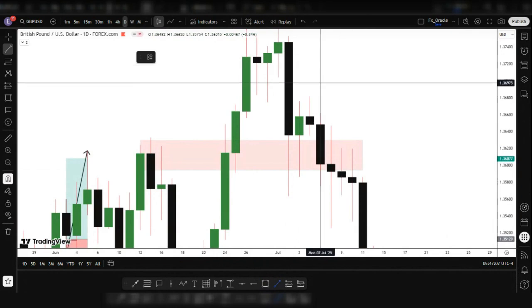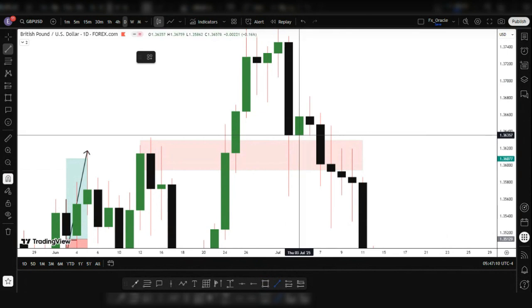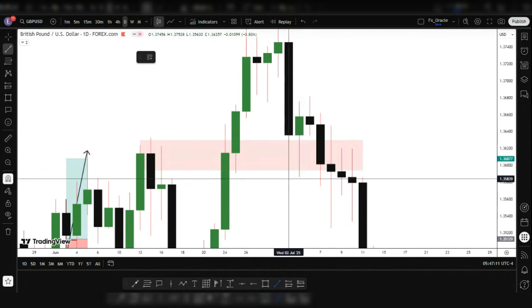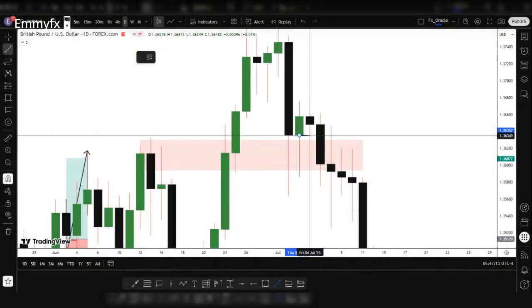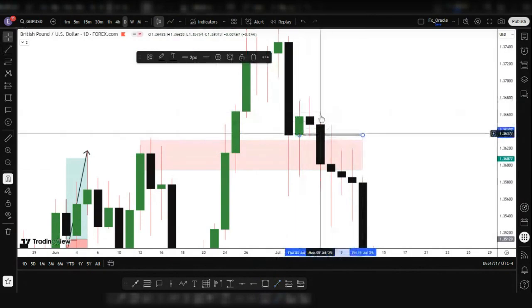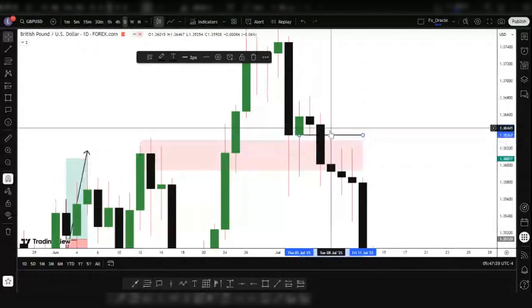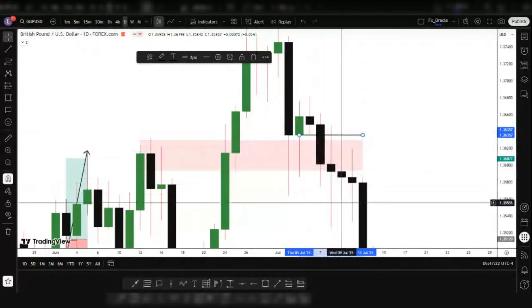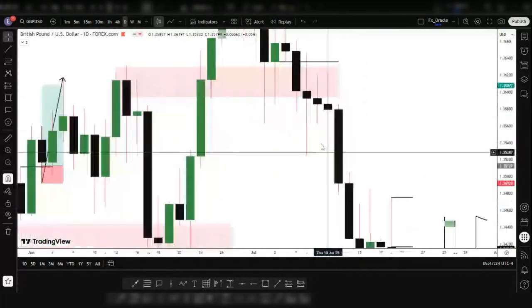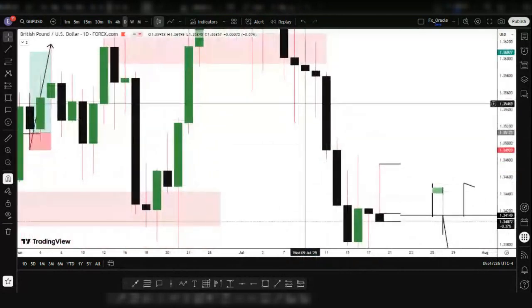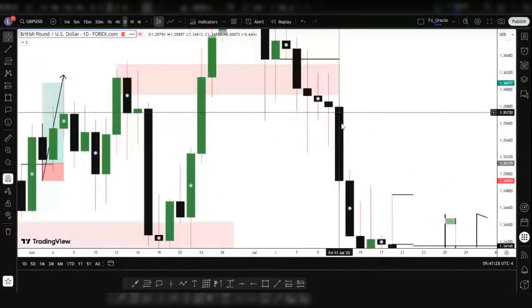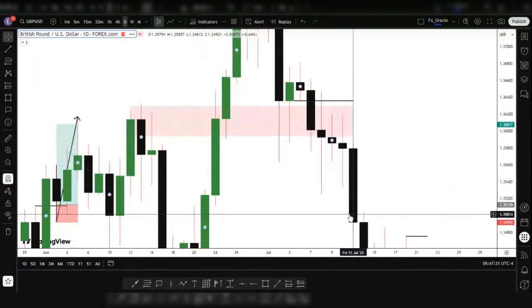But all of a sudden, what happened? It did not engulf. Instead, we now close below the bearish candle, sorry, the bullish candle. And after that, what happened? You had to retest that bullish candle and start selling. And you've seen the massive sell we had since then till today. Price has been selling on GBP/USD.